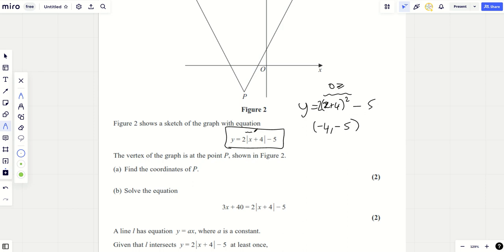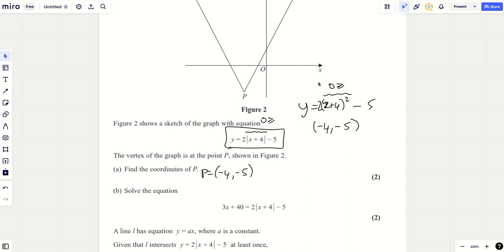Well, exactly the same argument can be applied to the modulus of x plus 4, because it's greater than or equal to 0. So if you want to find the minimum value of y, this must be 0, in which case x is minus 4 and the y coordinate would be minus 5, and that's the coordinates of P.